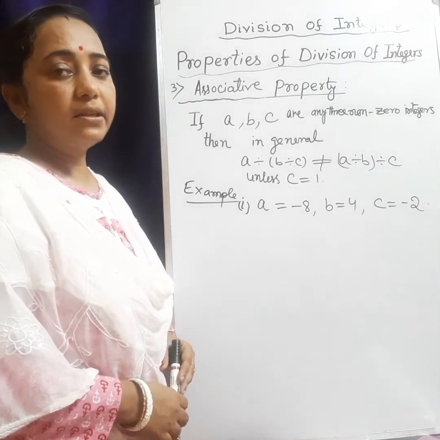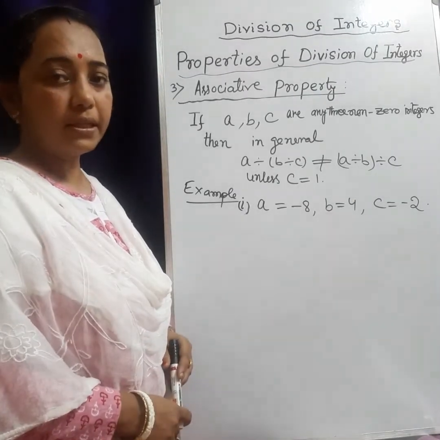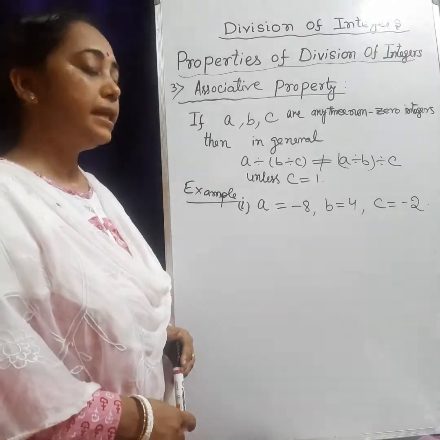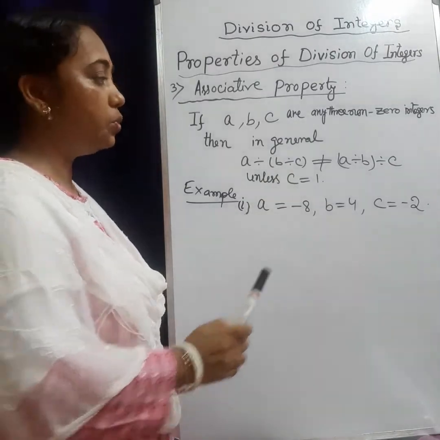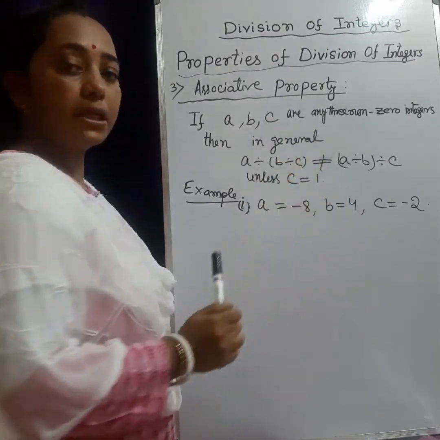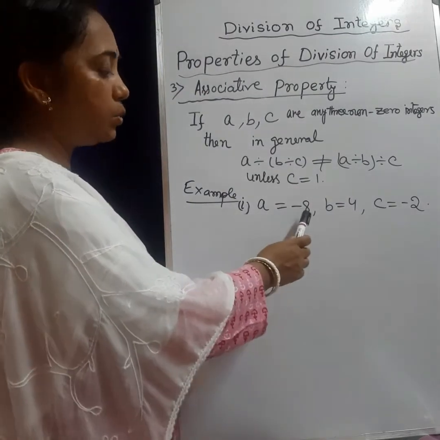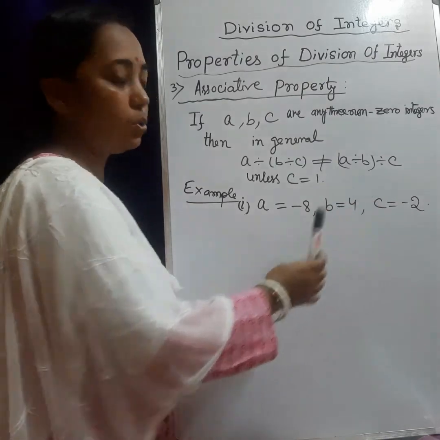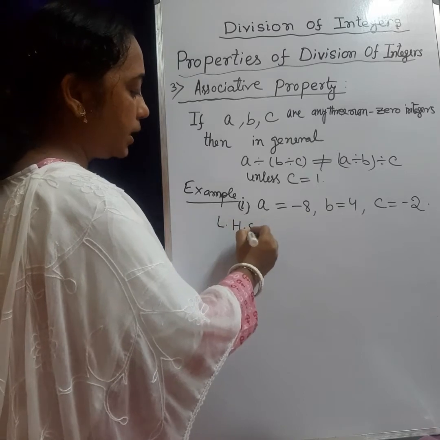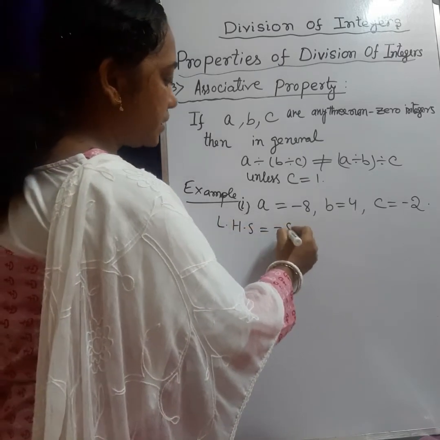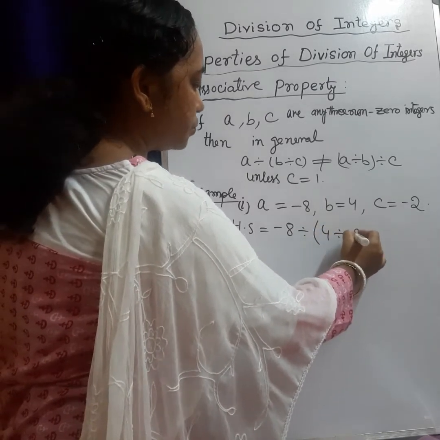Now, let us consider another important property, that is the associative property. If a, b and c are any three non-zero integers, then in general a divided by (b divided by c) is not equal to (a divided by b) divided by c, unless c equals 1. Let us see one example. If we consider a equal to -8, b equal to 4 and c equal to -2, then what happens? The left hand side is a, that is -8, divided by b, that is 4, divided by -2.